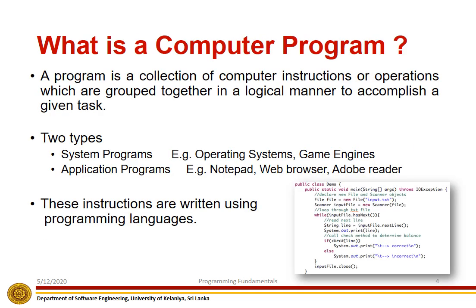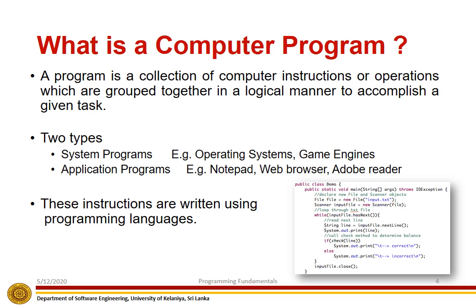Then let's see what a computer program is. A program is a collection of computing instructions or operations which are grouped together in a logical manner to accomplish a given task. It means if we want to do some task using a computer, we have to give step-by-step instructions, and if there are mathematical expressions or logical expressions, we have to give all the needed things step by step.